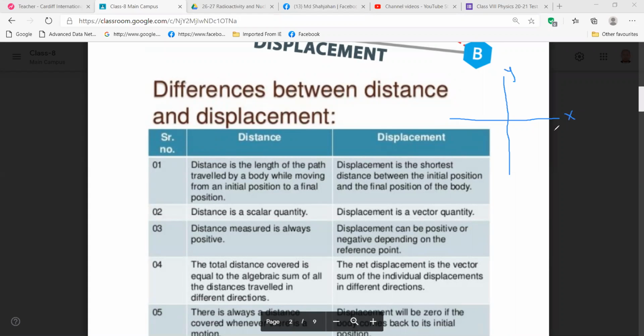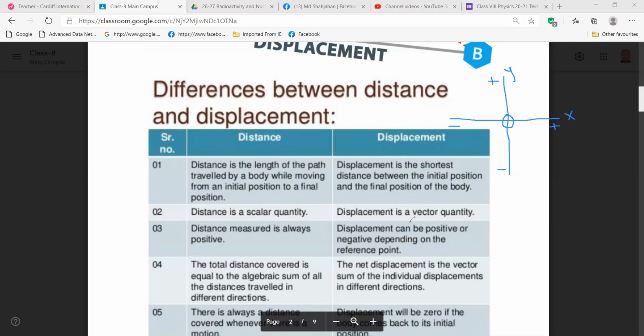Yes, sir. And if you are going to the right side, it is giving you positive values, and the left side, you are getting negative values. For the y-axis, upwards we are getting positive values, and downwards we are getting negative values. So this one is our origin or reference point, right? Yes, sir. Now for this graph we are following it.